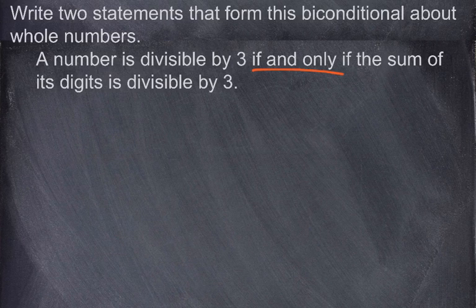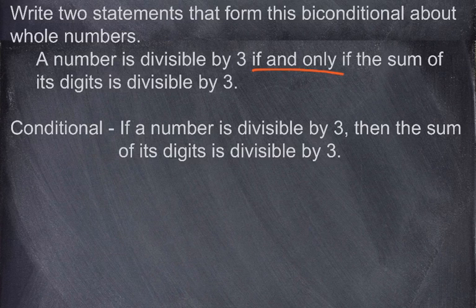So first we're going to create a conditional statement from that, an if-then statement. So here's what the conditional would look like. If a number is divisible by 3, then the sum of its digits is divisible by 3. Again, since we're writing a conditional, we have the if-then statement. So we took the first half of the biconditional, that became our hypothesis. If a number is divisible by 3, the second part of the biconditional became our conclusion. Then the sum of its digits is divisible by 3.